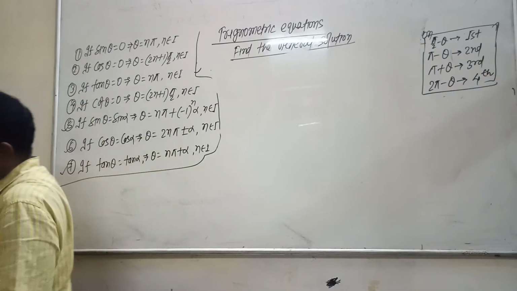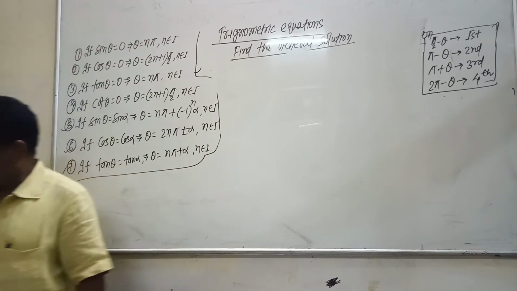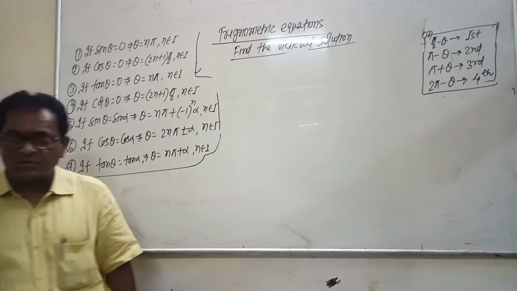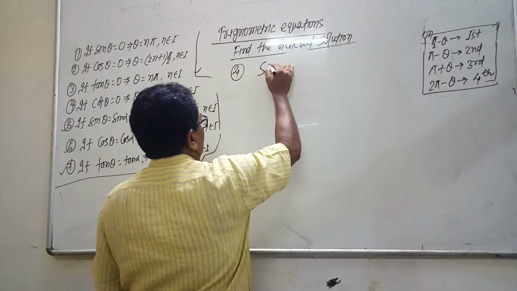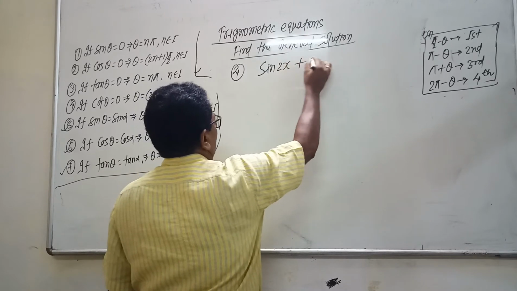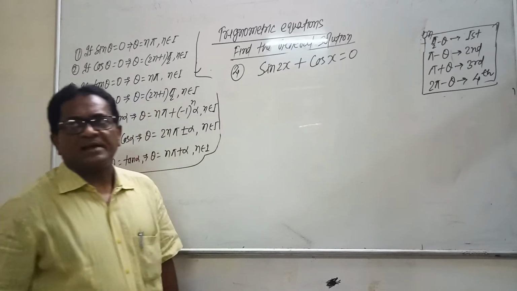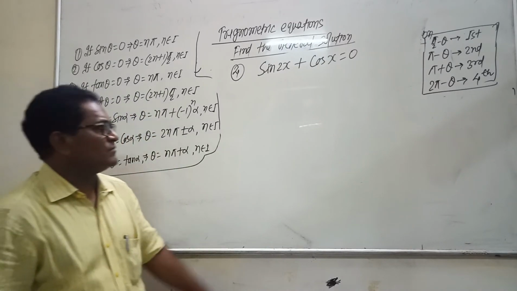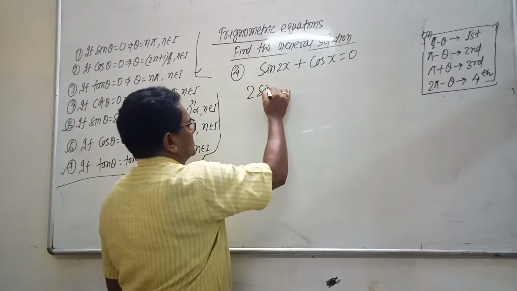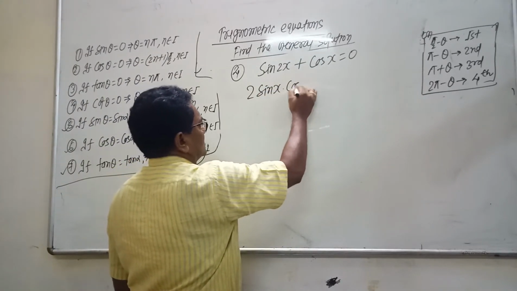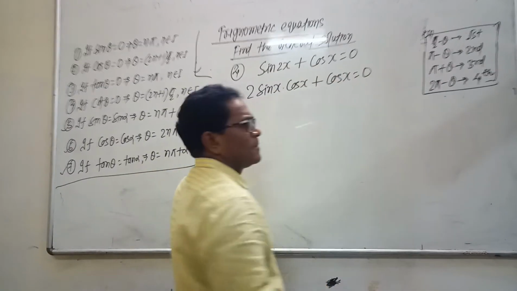Now next question, fourth question: sin 2x plus cos x equals 0. So we will expand sin 2x. The formula for sin 2x is 2 sin x cos x, and plus cos x equals 0.